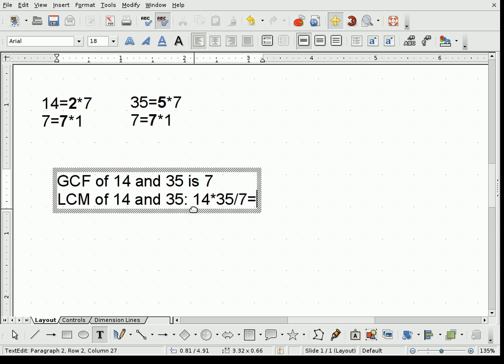Now, this is a nasty number to multiply. 14 times 35 is kind of big, but what we can do is to perform the division first. What is 35 divided by 7? 35 divided by 7 is 5. So that means our calculation is now a little bit simpler because 14 times 35 divided by 7 is really the same thing as 14 times 5. And 14 times 5 is quite a bit easier. It turns out to be 70. So the least common multiple of 14 and 35 turns out to be 70.